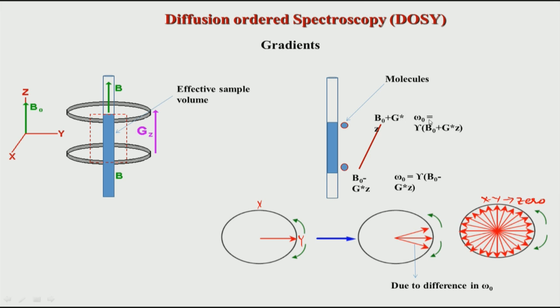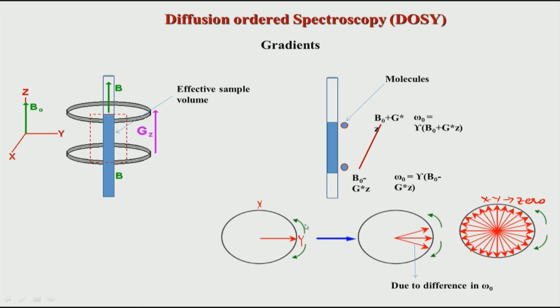Now remember, according to the standard NMR concept, the precessional frequency, or the Larmor precession, is defined by gamma times B0. But because of this additional magnetic field, for the top part of the sample the molecule has B0 plus Gz, and for the bottom part of the sample it is B0 minus Gz. So, the same molecule, let us say water molecules or any molecule, now has a different precessional frequency along the sample. This is what the gradient does: it creates a linearly varying magnetic field across the sample.